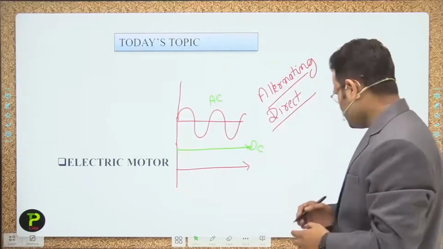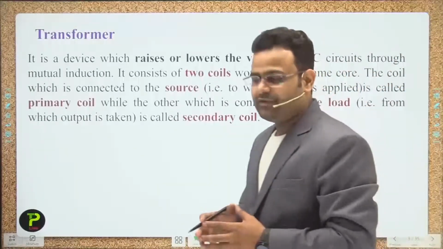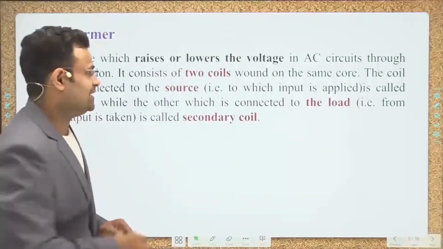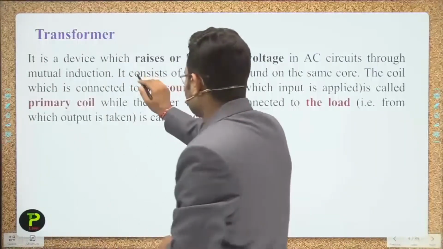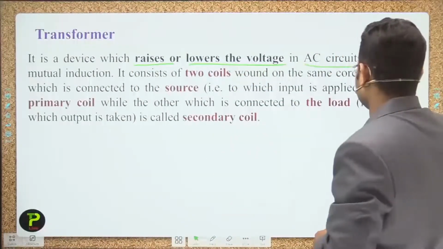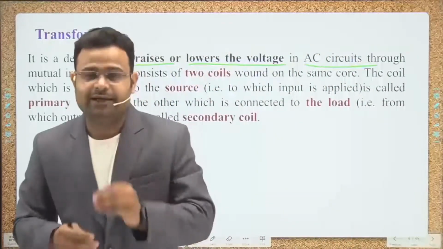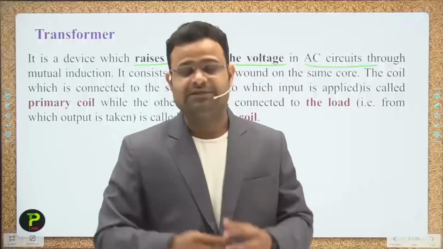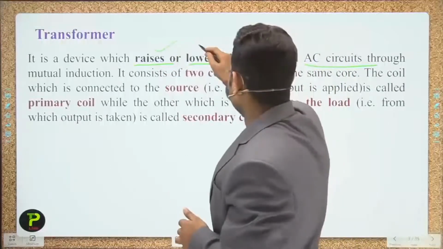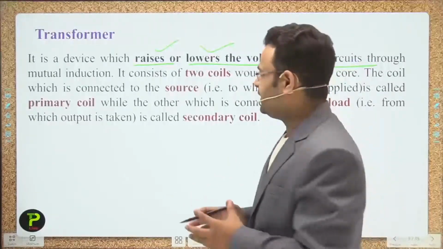Okay guys, so we start our topic, the transformer. Everyone knows what the transformer is. It is a device which can raise and lower the voltage in an AC circuit. Whenever we work with alternating current and alternating circuits, the transformer can raise or lower the voltage. What is the construction and what is the behavior of the transformer?